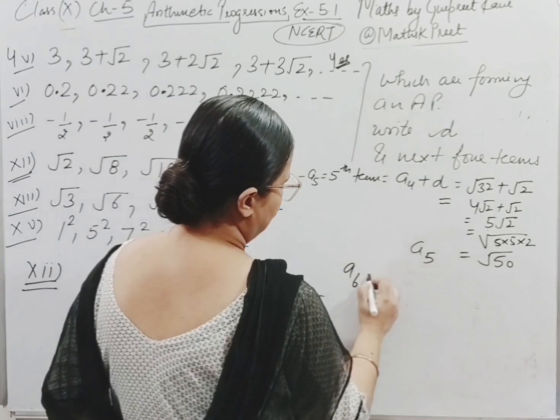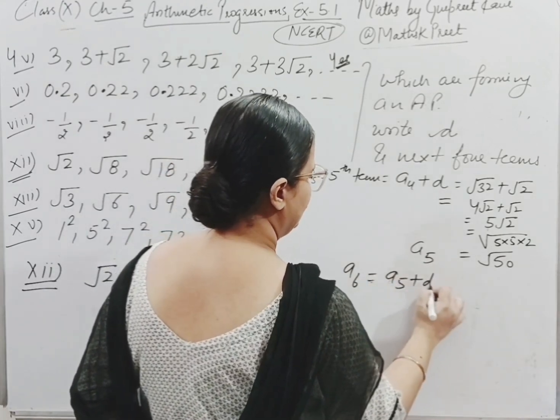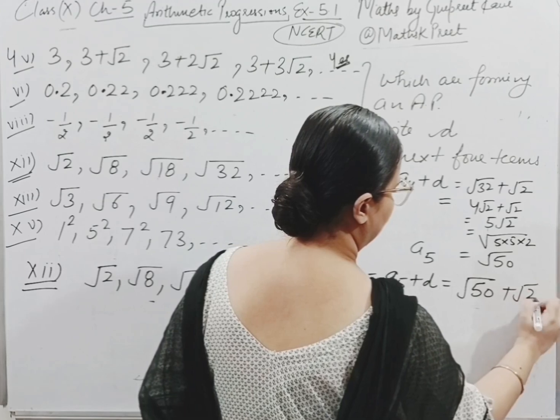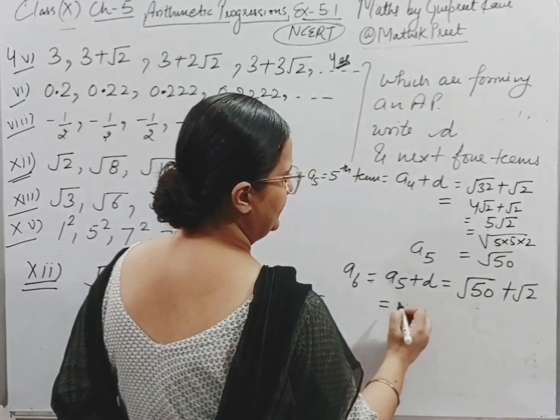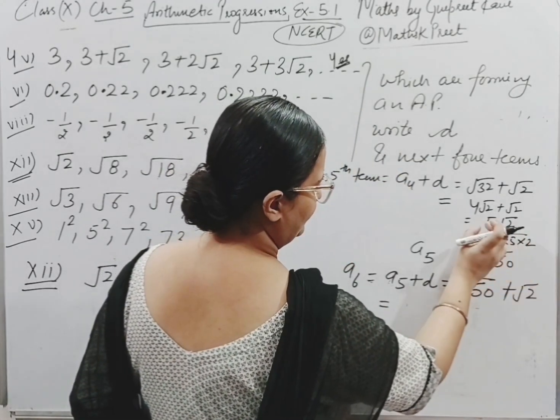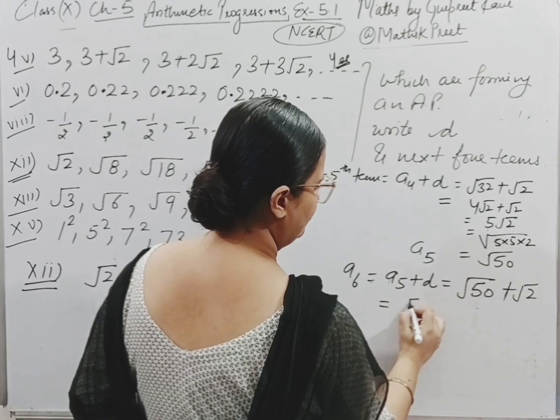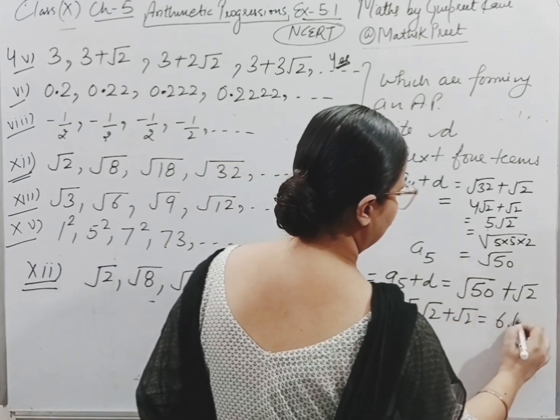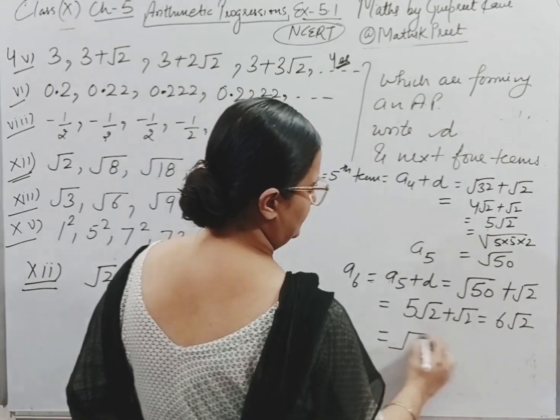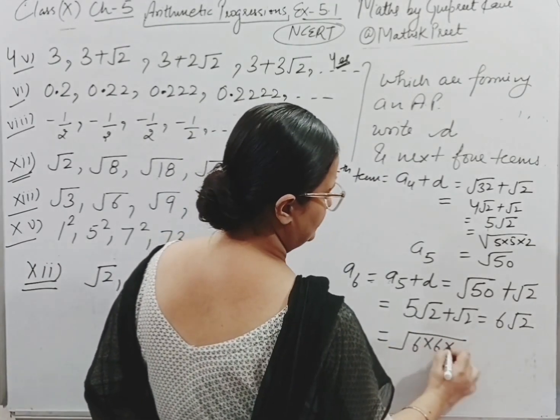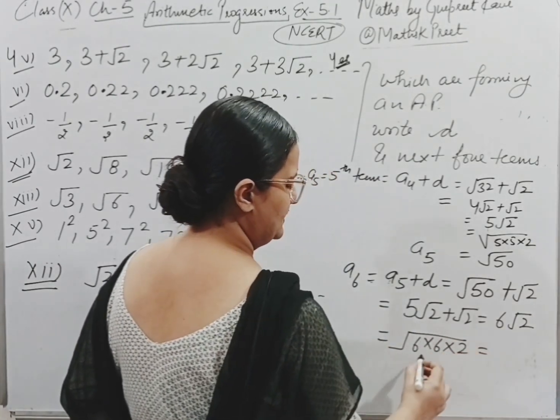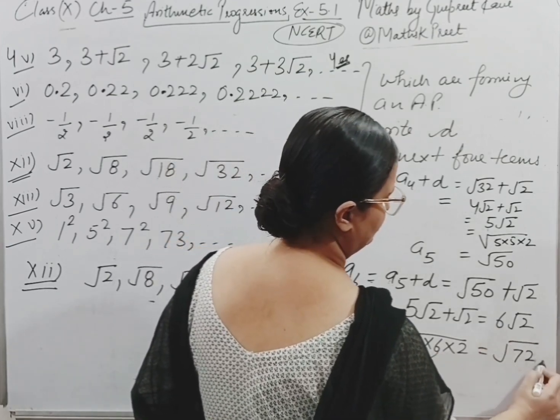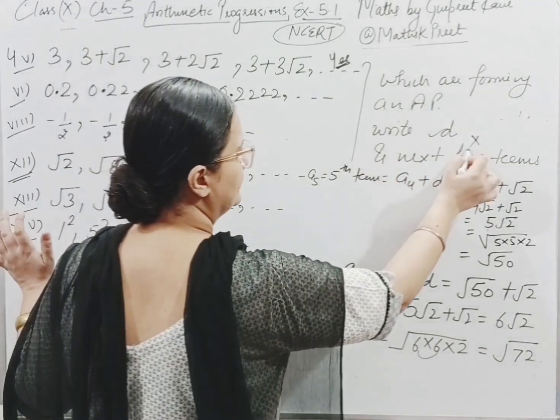Similarly, A6 can be written as A5 plus D. A5 is root 50 plus root 2. This root 50 can be written as 5 root 2 plus root 2. So I am getting 6 root 2. To write it in the square root, I will write 6 into 6 into 2. Fine. 36 into 2. 36 into 2 is root 72.